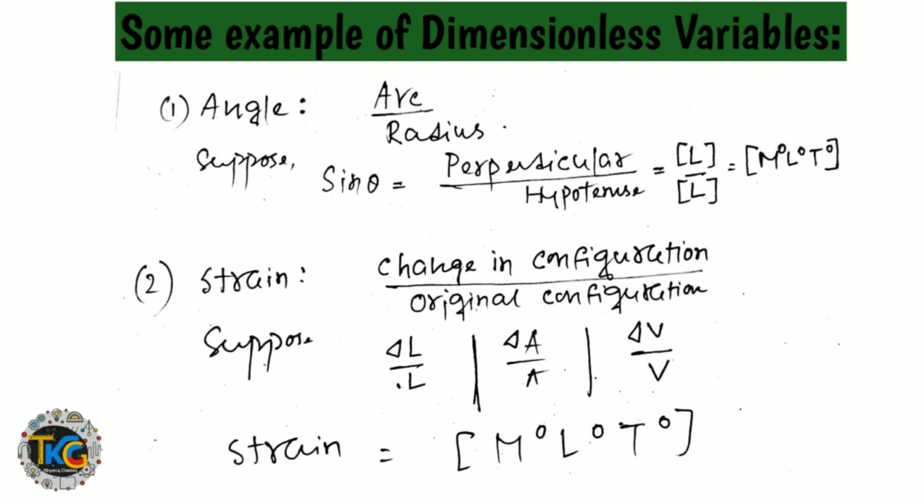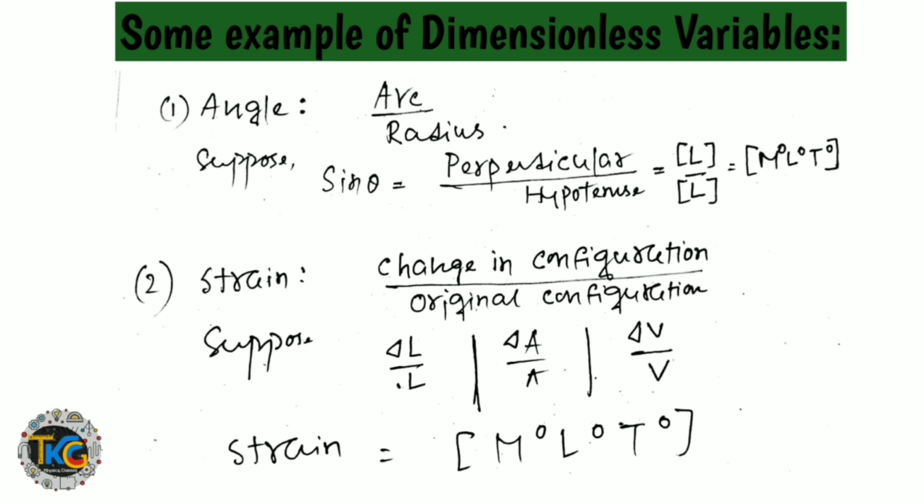Similarly, strain is also an example of a dimensionless variable. Why? At first we have to know what strain is. Strain means the ratio of change in configuration to the original configuration of a body. So if we consider length, then its formula will be change in length by original length. If we consider area, then the formula will be change in area by original area, and considering volume, the formula will be change in volume by original volume.